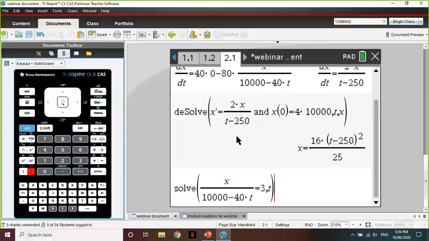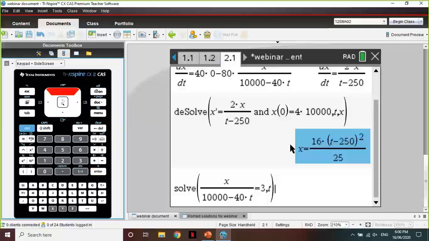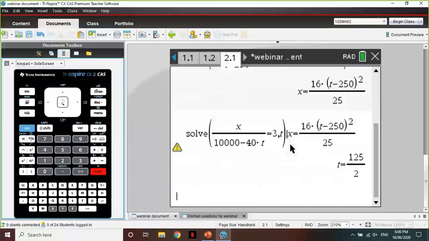Similarly to the previous question when trying to integrate, and we had an x and a t in there, because we have an x in here, it is a bit annoying. However, we do know x in terms of t, so we can substitute it in from our previous work to get everything in terms of t. Just like before, we can do control equals to get our vertical line, and we can press up to highlight and enter to bring it down to get our t value. So we now know when the concentration is 3 milligrams per litre.